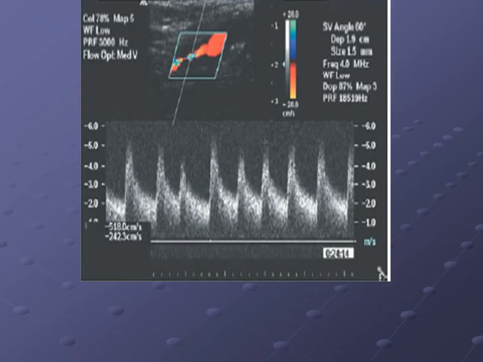Ah, this one. You can see the flow, the lumen is markedly narrowed. The gate is only 20, and the flow velocity is around 5 or 6 centimeters per second, indicating severe stenosis. However, not 100%. It's still patent. Okay? What they do here, they make a catheterization of the femoral artery, and they try to place a stent here to dilate the lumen. Okay?